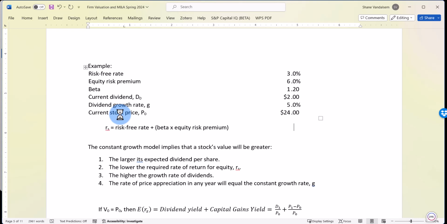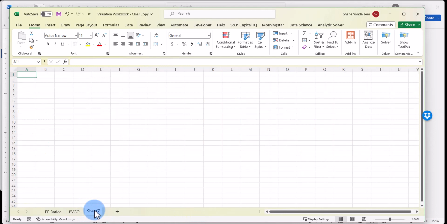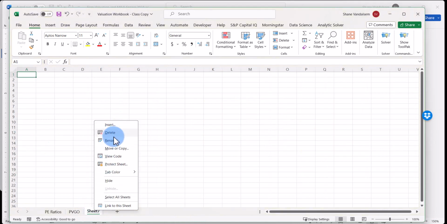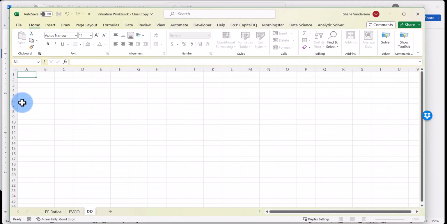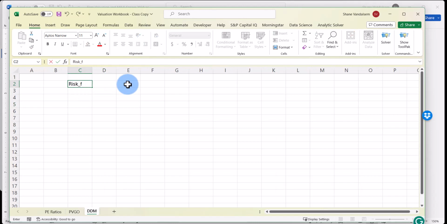to the risk-free rate. And so in this case, I'll go out here to Excel to show you this. I'm going to open up a new tab, and I'm going to name this DDM for dividend discount model. And in our example here, we have the risk-free rate, we have the beta, and then we have the equity risk premium.